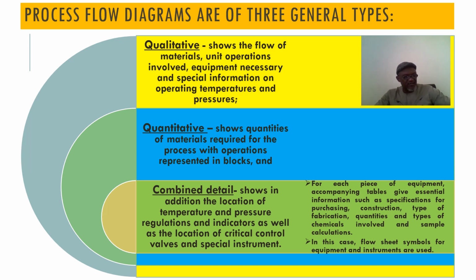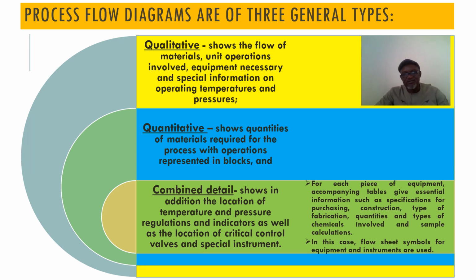Now in this combined detail, what happens in the combined detail shows, in addition, the location of temperature and pressure regulations and indicators, as well as the location of critical control valves and special instruments. So you find out that this combined detail is actually showing us everything concerning that process. And under the combined detail, for each piece of equipment, accompanying tables give essential information. So it's very detailed. You have both the process flow, you have the equipment, you have the pumps, you have the gauge. Everything is shown in detail.